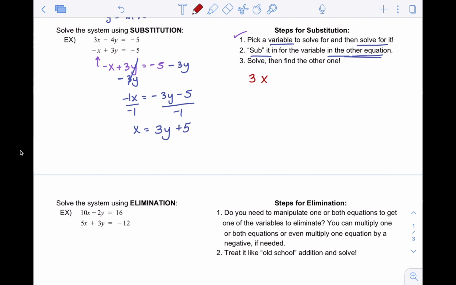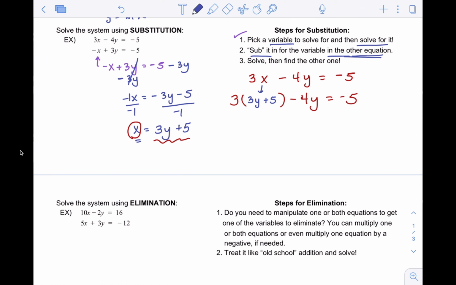is 3x minus 4y equals negative 5. So if we're subbing it into that equation, where are we going to put it? Well, this says x. So when I see an x, I'm going to put 3y plus 5 in its place. I see 3x minus 4y equals negative 5. So here we go. Instead of x, I'm going to put what x equals, which is 3y plus 5.